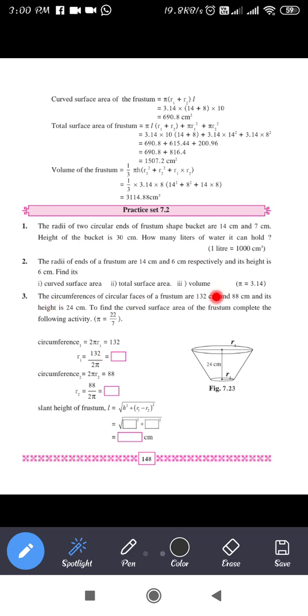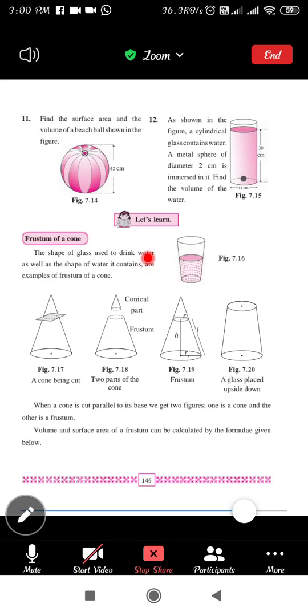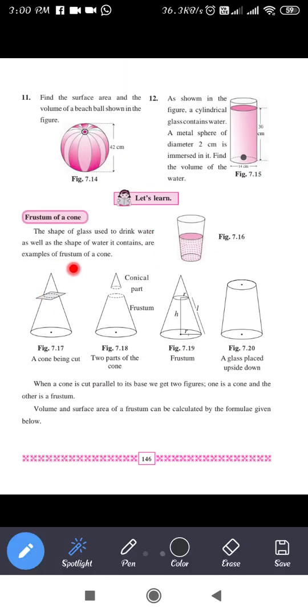Now look here what is given in the second question. This question is based on the frustum, and you know what is frustum. When from a cone, the upper portion, that is the conical part, is cut, the shape that is formed is called a frustum, right? Means when you cut this upper conical part, you will have a frustum shape.